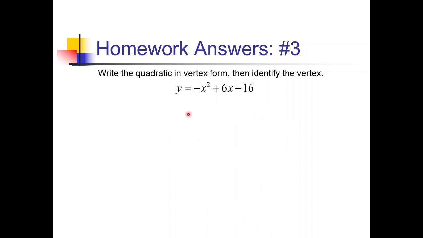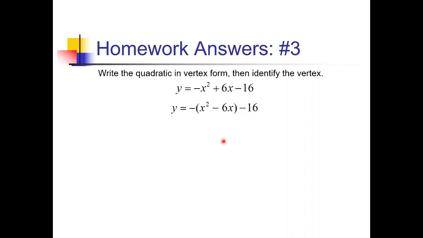For this problem, we're trying to write this in vertex form and then identify the vertex. Now this one is a little bit tricky because we have negative x squared plus 6. So when I group the x squared and the x part like I did on the previous problem, I actually need to factor out a negative 1 so that I have only x squared plus or minus whatever inside. So factoring a negative 1 out of that, that leaves me with a positive x squared minus 6x. And then that 16 is unaffected.